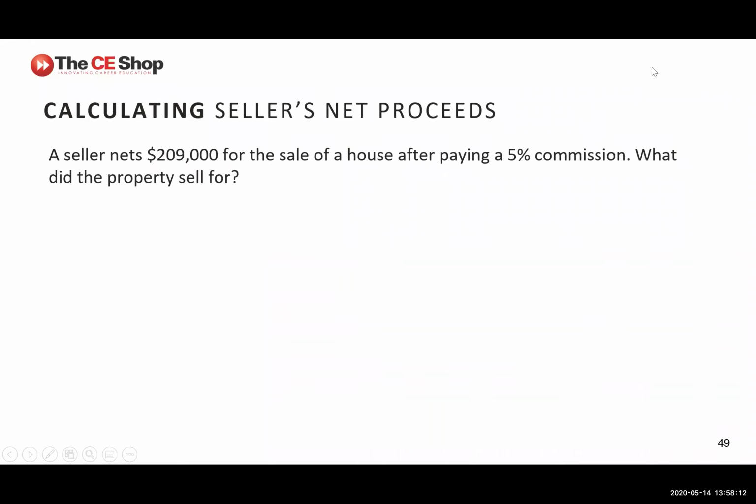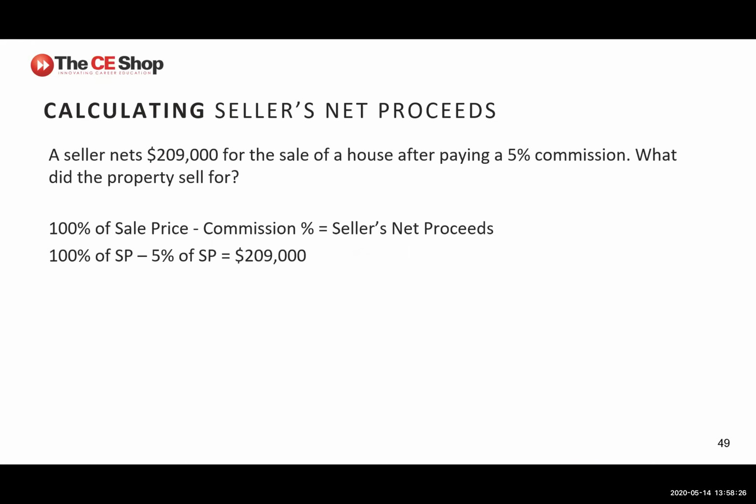Calculating net proceeds. Seller nets $290,000 for the sale of a house after paying a 5% commission. What did the property sell for? 100% of the sales price minus the commission percentage is the seller's net proceeds. So 100% of the sales price minus 5% of the sales price is the 95% that your seller is getting, which is $209,000. So all you got to do is divide that 209 by 95. That property sold for $220,000.